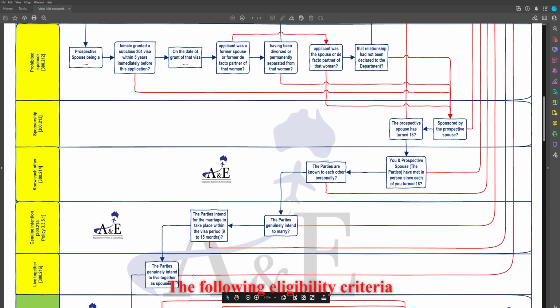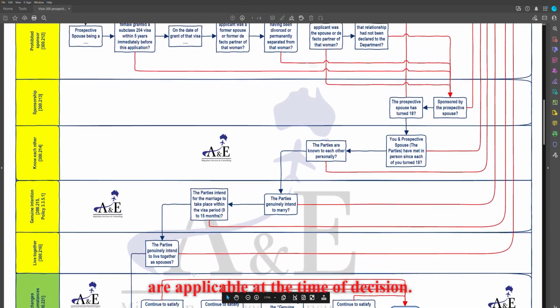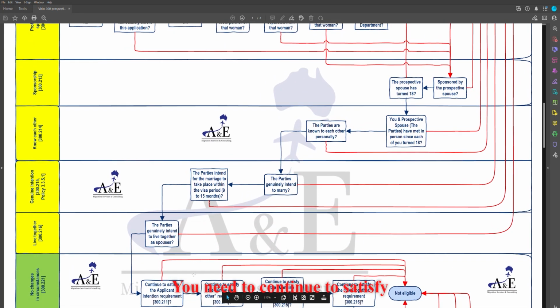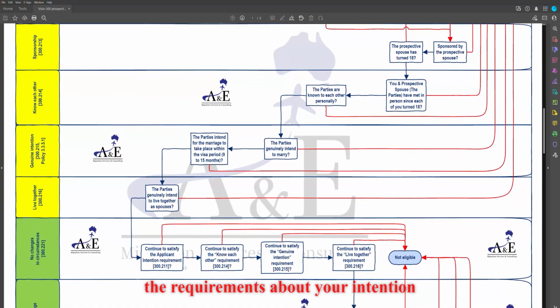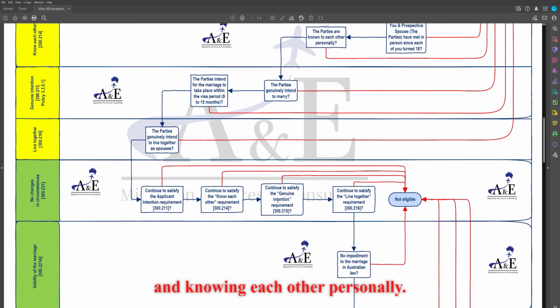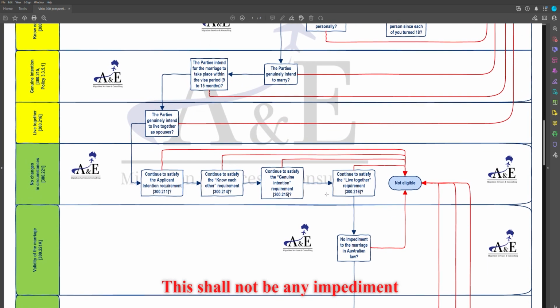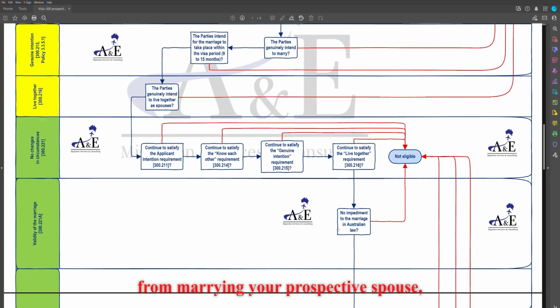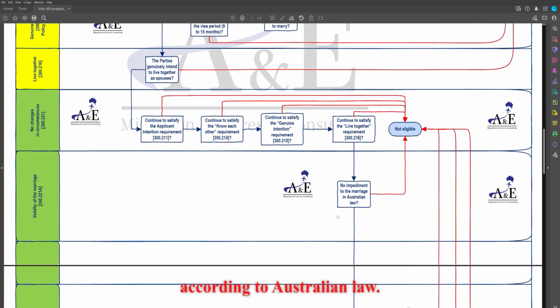The following eligibility criteria are applicable at the time of decision. You need to continue to satisfy the requirements about your intention to marry, the intention to live together as spouses, and knowing each other personally. There shall not be any impediment which will stop you from marrying your prospective spouse according to Australian law.